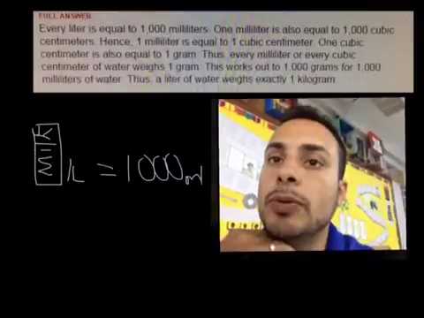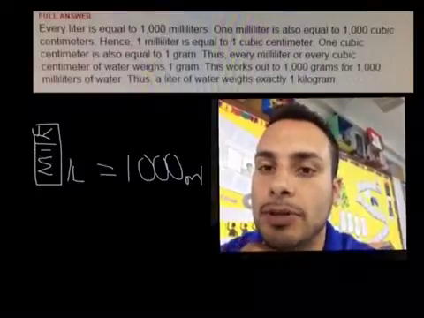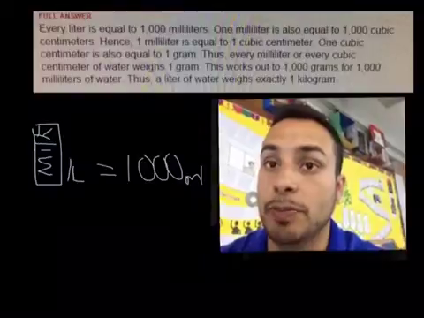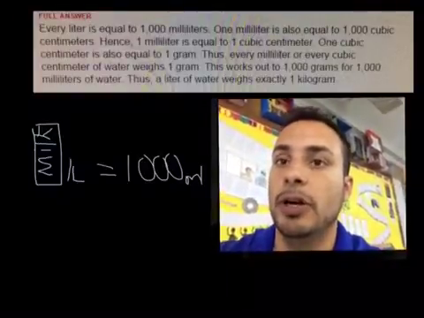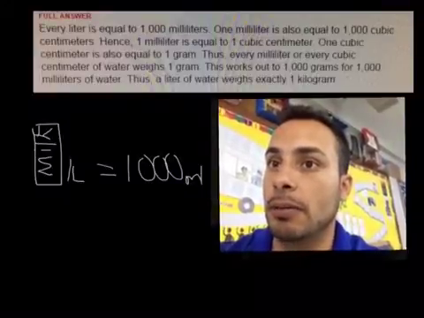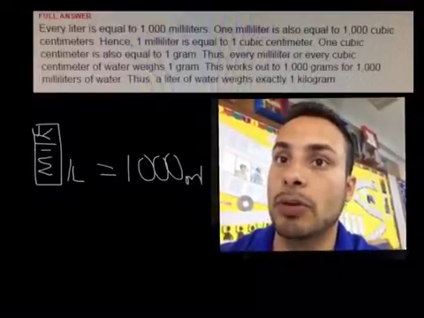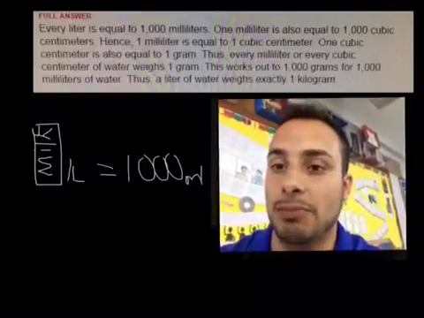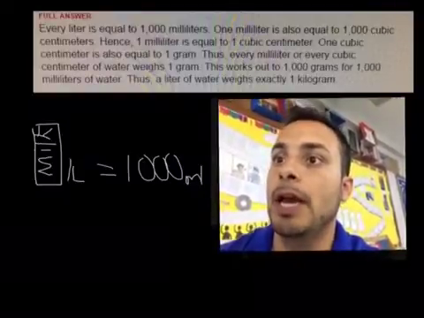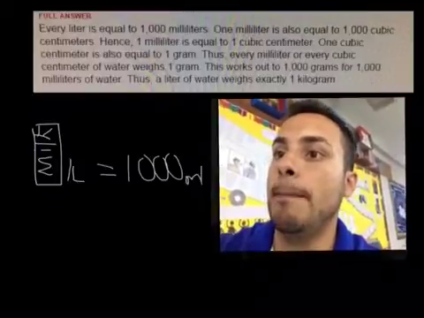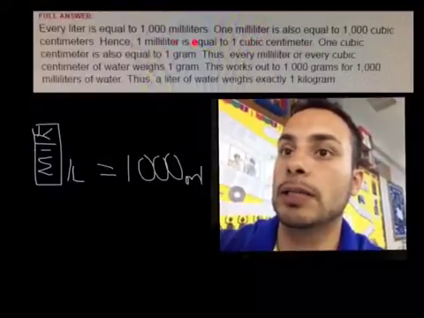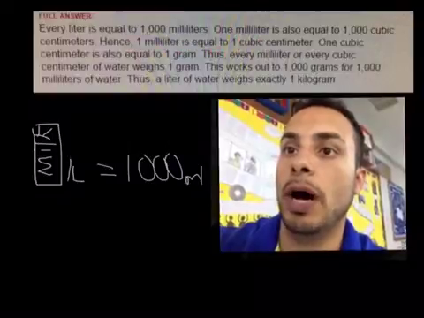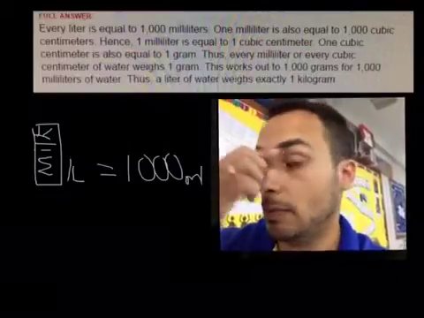This is also equal to 1,000 cubic centimeters. So now we're talking about centimeters, but it's cubic, which means volume, the container itself. So 1 milliliter is also equal to 1 cubic centimeter. Let's continue reading. Hence 1 milliliter is equal to 1 cubic centimeter.